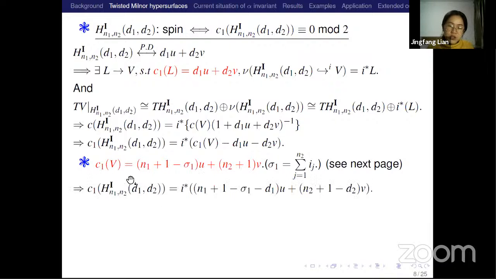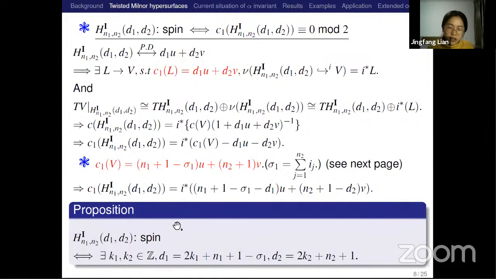And therefore, we can get the first Chern class of the twisted Milnor hypersurface, which is (n1 + 1 - σ1 - d1)u + (n1 + 1 - d2)v. And by definition, the sufficient and necessary condition for the manifold to be spin is that the coefficients of u and v in the first Chern class all need to be even. It means there exist k1 and k2, which I denote here as even numbers. Therefore, d1 and d2 can be expressed by these two even numbers.